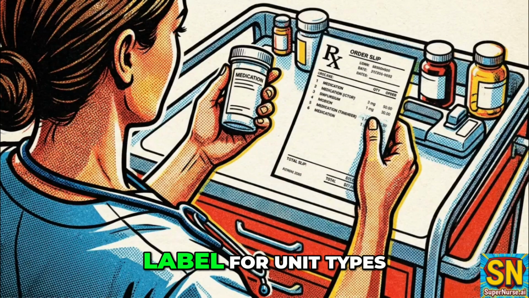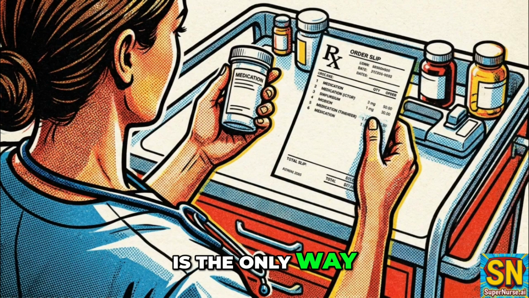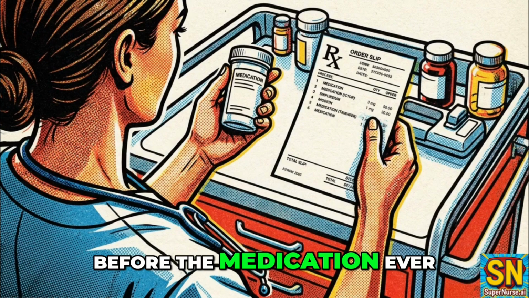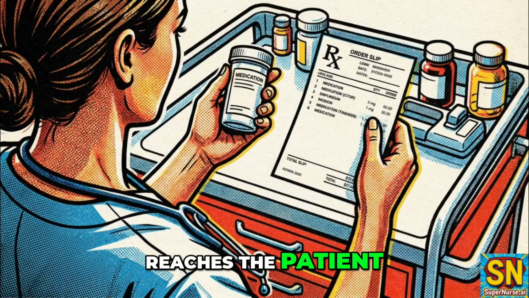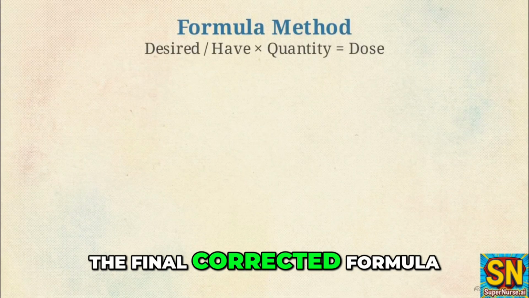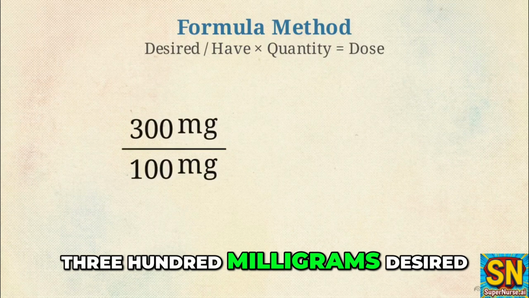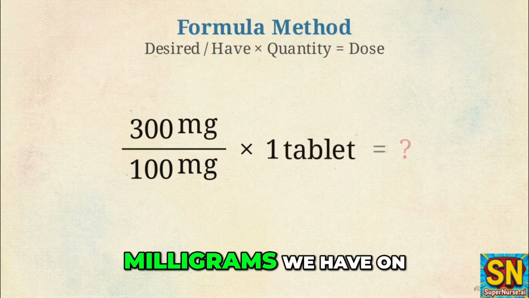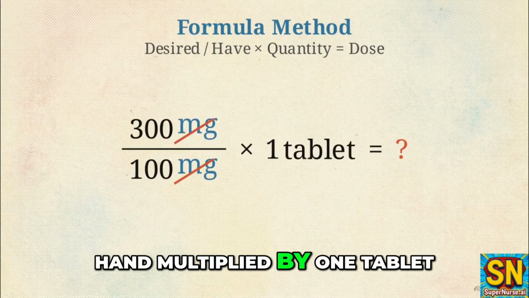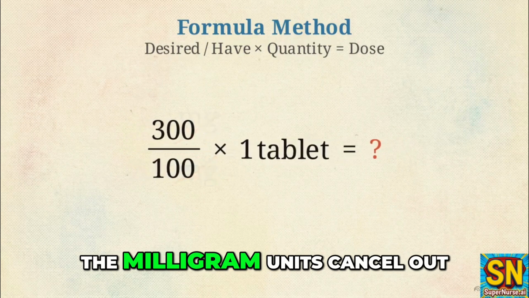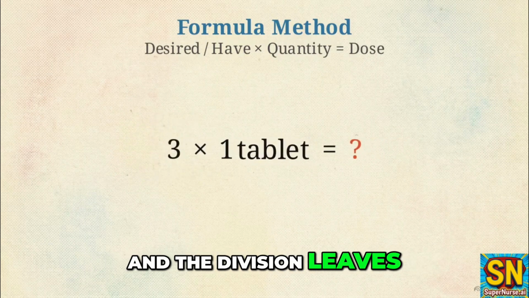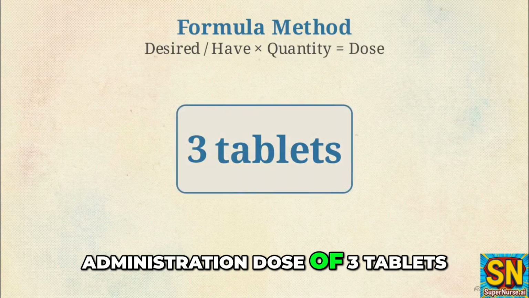Physically checking the source label for unit types is the only way to detect a mismatch before the medication ever reaches the patient. Now we can construct the final corrected formula. 300 milligrams desired over the 100 milligrams we have on hand multiplied by 1 tablet. The milligram units cancel out and the division leaves us with a safe administration dose of 3 tablets.